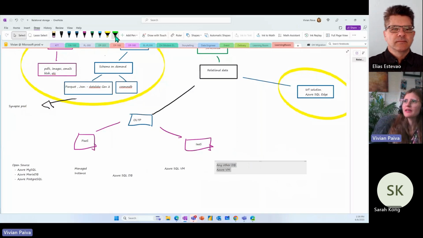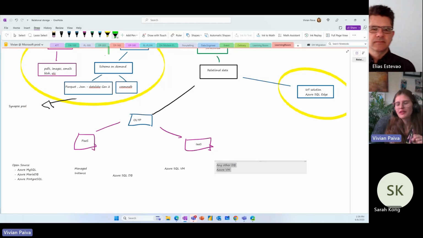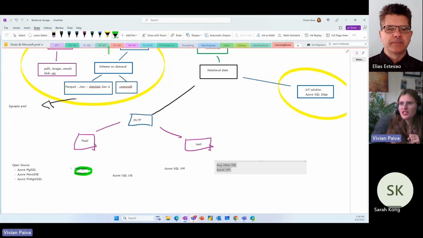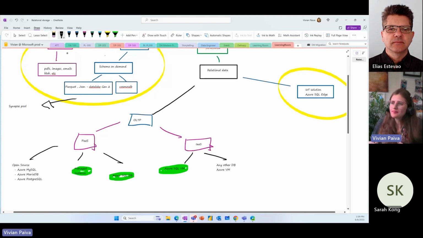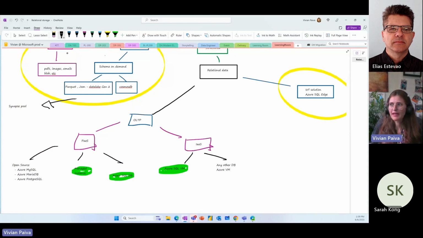Part of the SQL family that we offer in Azure, we have Managed Instance, we have Azure SQL Database, and Azure SQL VM. Okay, so those are the options that we have for the Azure SQL family.